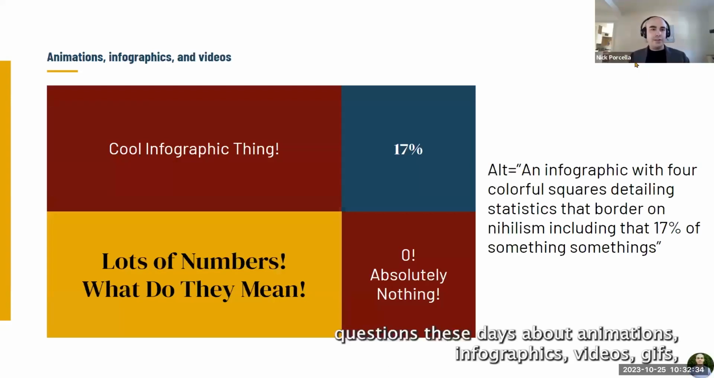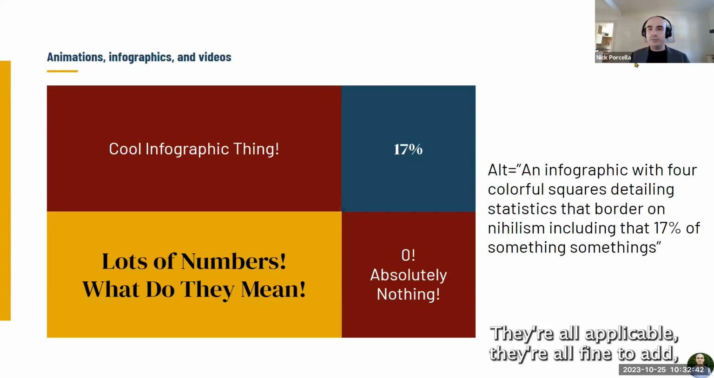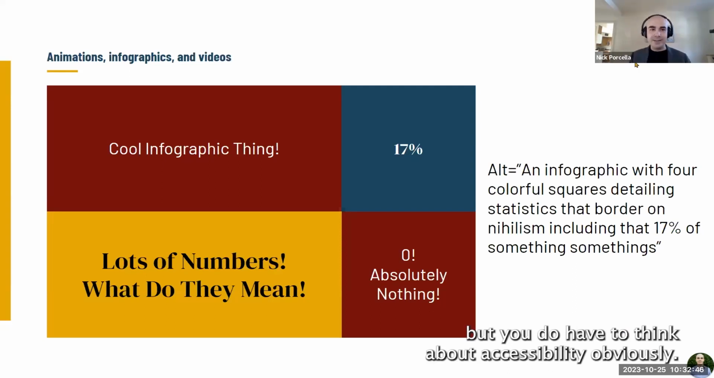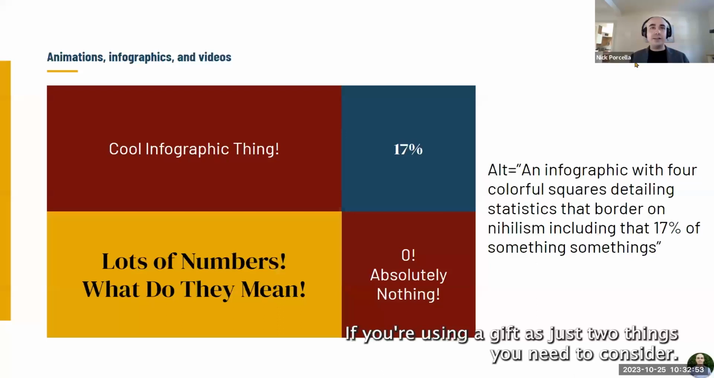We get a lot of questions these days about animations, infographics, videos, GIFs. And the good news is that you can put in place any of these. They're all applicable, they're all fine to add, but you do have to think about accessibility, obviously. So the short version of this, GIFs, for example, are totally fine. If you're using a GIF, there's just two things you need to consider.